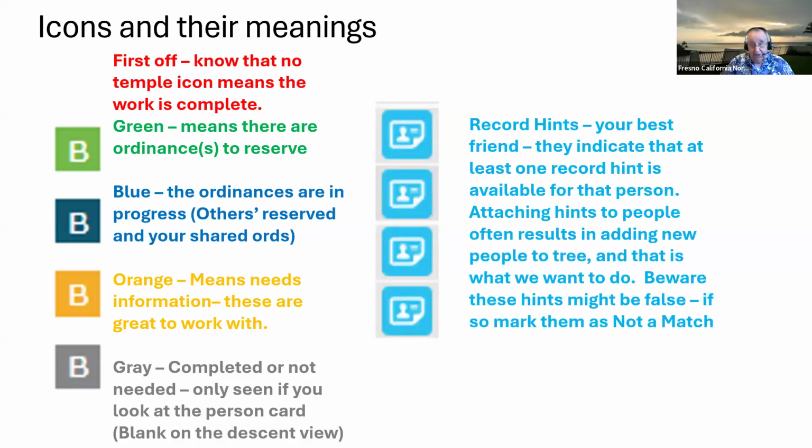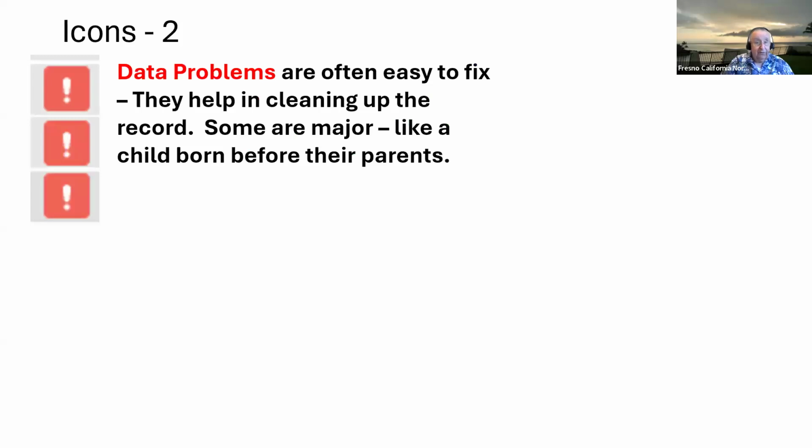Then you have the record hints, and like I said before, those are great because those are the place where you find sources often that can add people to your family. And then the data problems, they often can be easily fixed. Oftentimes it's just a typo or something like that. If it's something major and you come to a person that has this and it's going to take a lot of work to fix it, I would just skip over it. There's plenty of other fish in the sea. You don't need to worry about it if it's a hard fix to do.